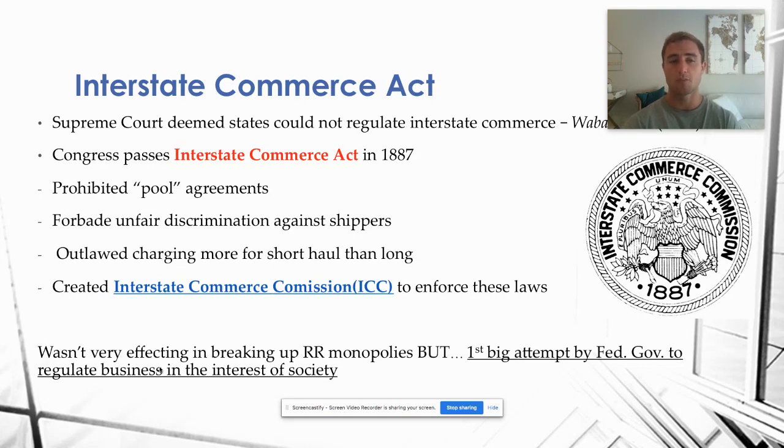It's going to prohibit pool agreements, although it was very hard to prove, forbid unfair discrimination against shippers, and also outlaw the charging of more for short hauls than long hauls, which was a manipulative technique to exploit the farmers' wages.